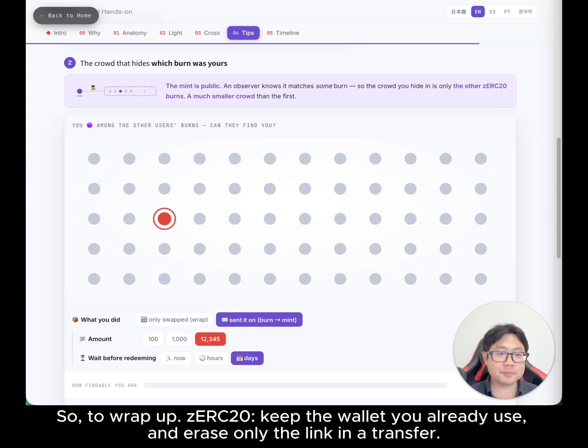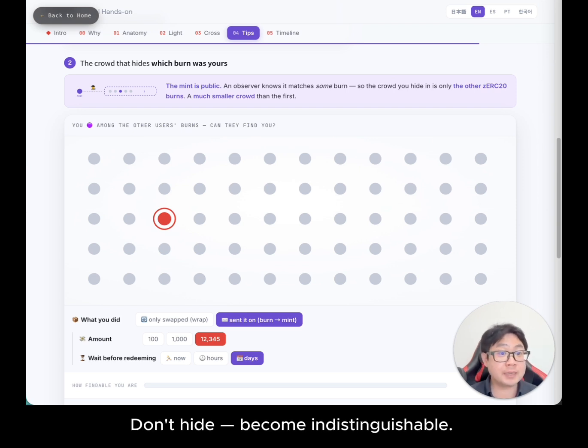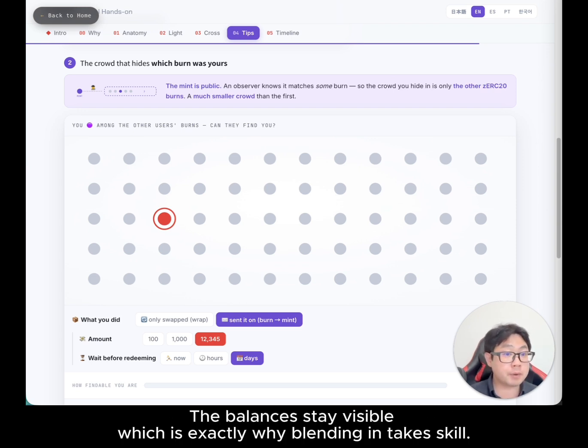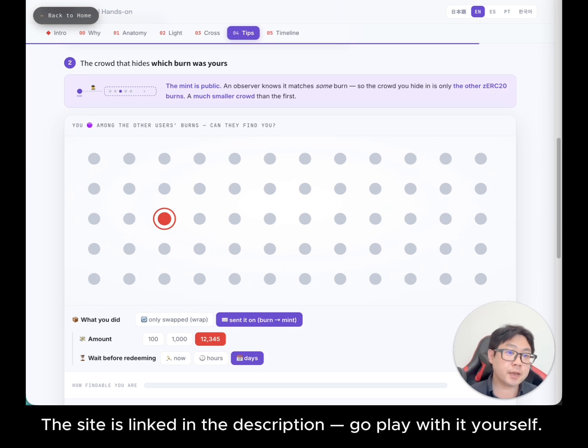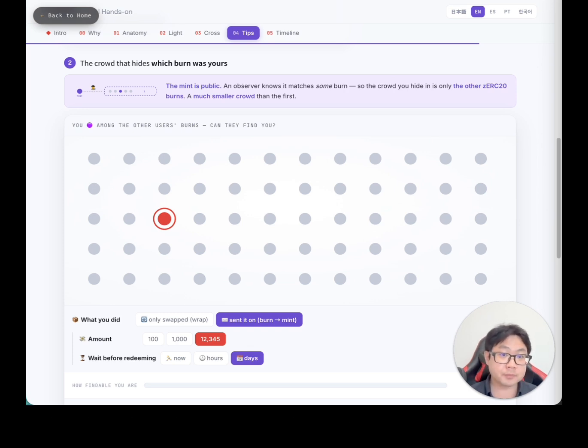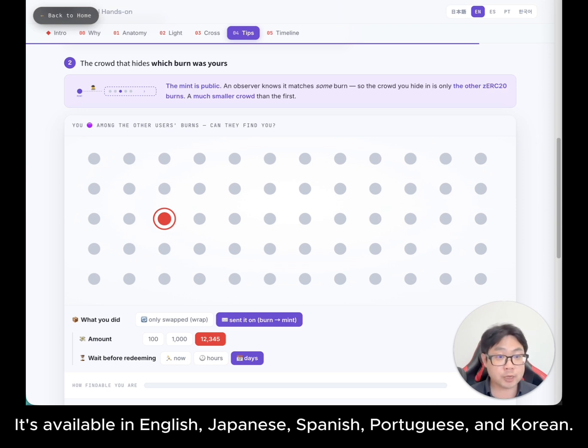So to wrap up, zERC20 keeps the word you already use and erases only the link in a transfer. Don't hide, become indistinguishable. The balances stay visible, which is exactly why blending in takes skill. The site is linked in the description. Go play it yourself. It's available in English, Japanese, Spanish, Portuguese, and Korean.